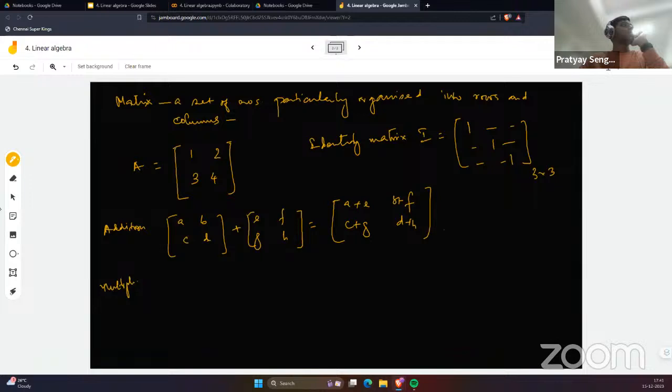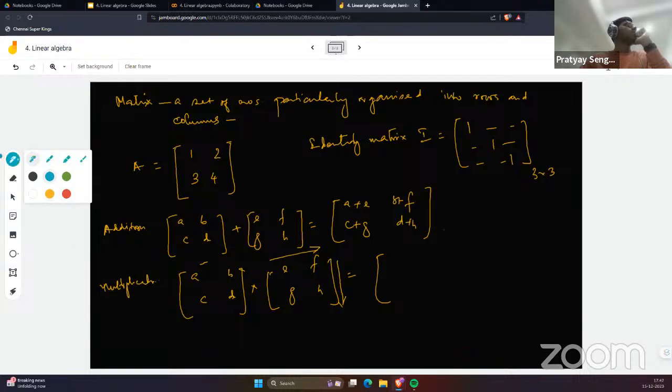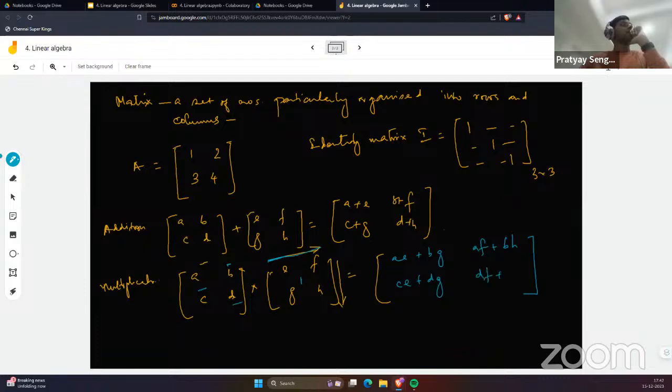Let's come to multiplication. A B C D, E F G H. This is tricky. So we have first this, then this format. So this will be A E plus B G. So first this, A E plus B G, then second this will be A F plus B H, followed by C E plus D G, followed by C F plus D H.